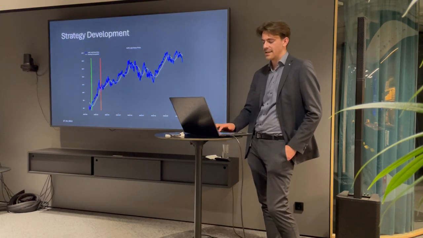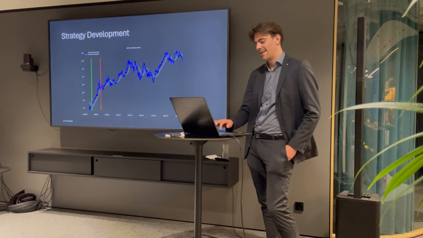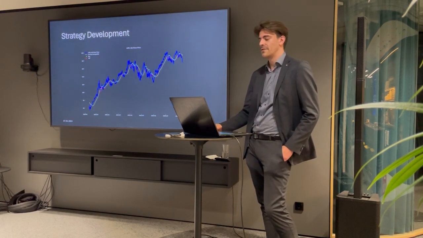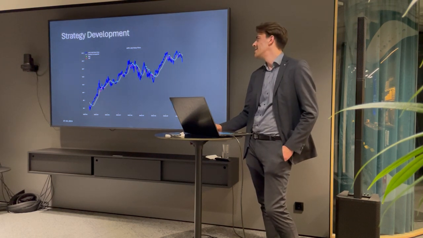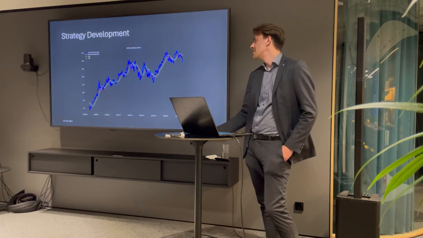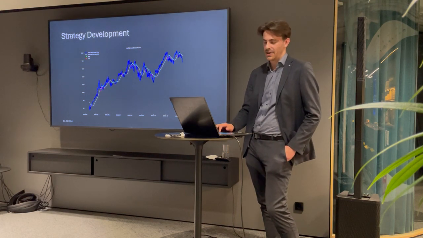What we can do then is write a program which tells us all the different points in time where we actually buy the share and when we sell it, and that's what we see here. The green points are when we buy the shares, and the red ones are when we sell the shares again.